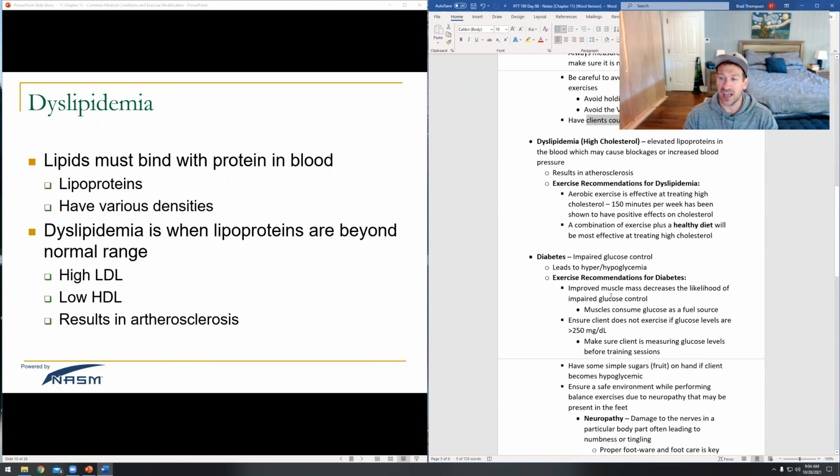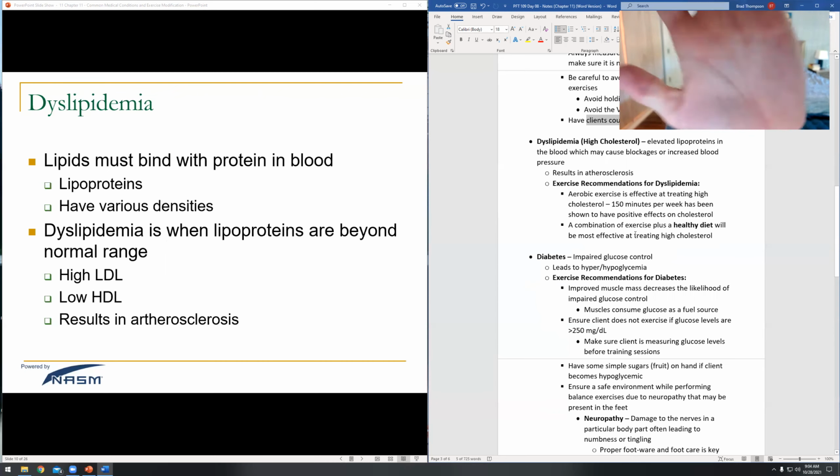Then we've got high cholesterol, so dyslipidemia. This is sort of the thing that often leads to hypertension, right? So this is a client with high cholesterol. And when I say high cholesterol, I don't necessarily just mean high overall cholesterol. I mean lots of bad cholesterol and not enough good cholesterol. That's really the problem here.